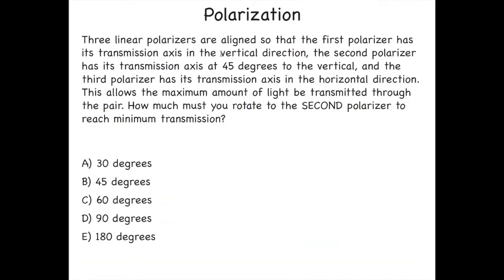Let's now take three linear polarizers that are aligned so that the first polarizer has its transmission in the vertical axis, right, vertical direction. The second polarizer is at 45 degrees, and the third polarizer is completely horizontal. I'm going to make the claim that when I have it like this, it's going to allow the maximum amount of light to be transmitted through the triplet. How much are you going to have to rotate the second polarizer to reach a minimum transmission, which for ideal polarizers would be zero transmission?